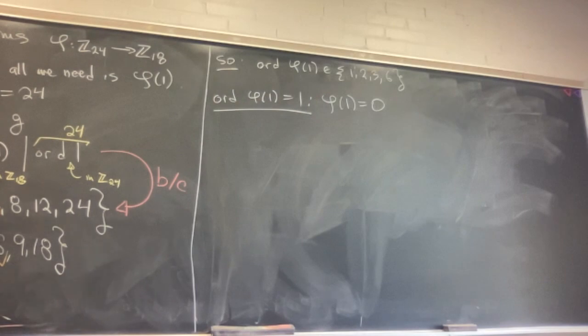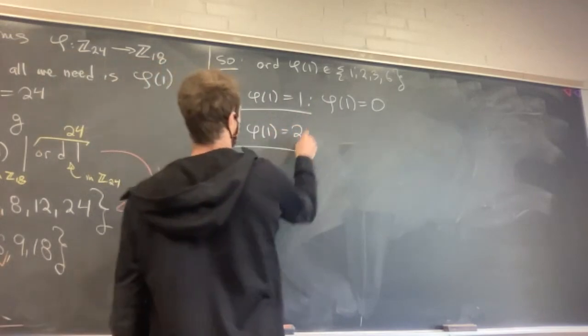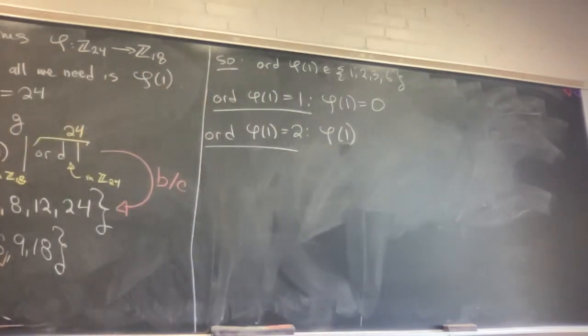Now, the order of phi of 1 equals 2. That means that phi of 1 has to be sent to something that has order 2 in Z18. So what has order 2 in Z18? What, when you combine it with itself, gives you the identity in Z18? So you need n plus n equals 0 in Z18. So what's n?